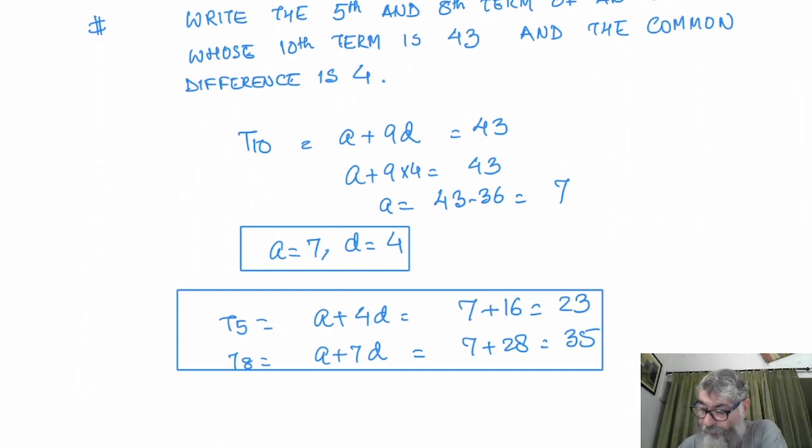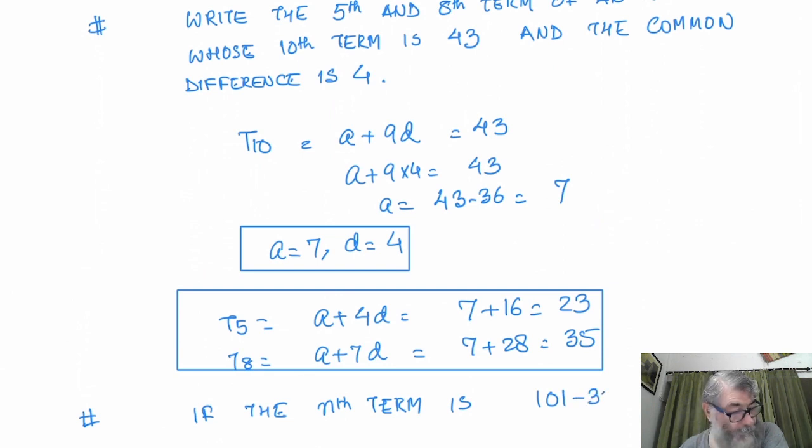It's very simple. If the nth term is 101 minus 3n, find the first 4 terms and the 11th term.